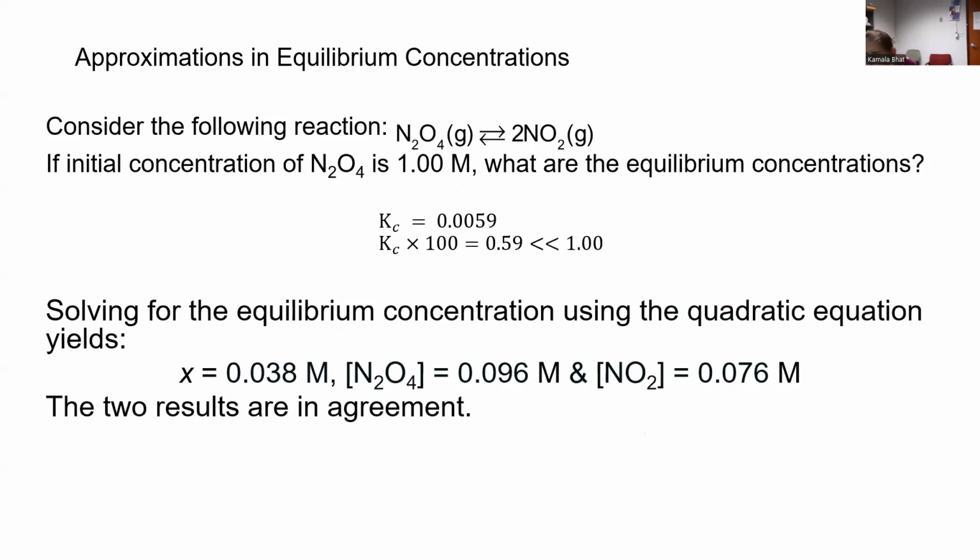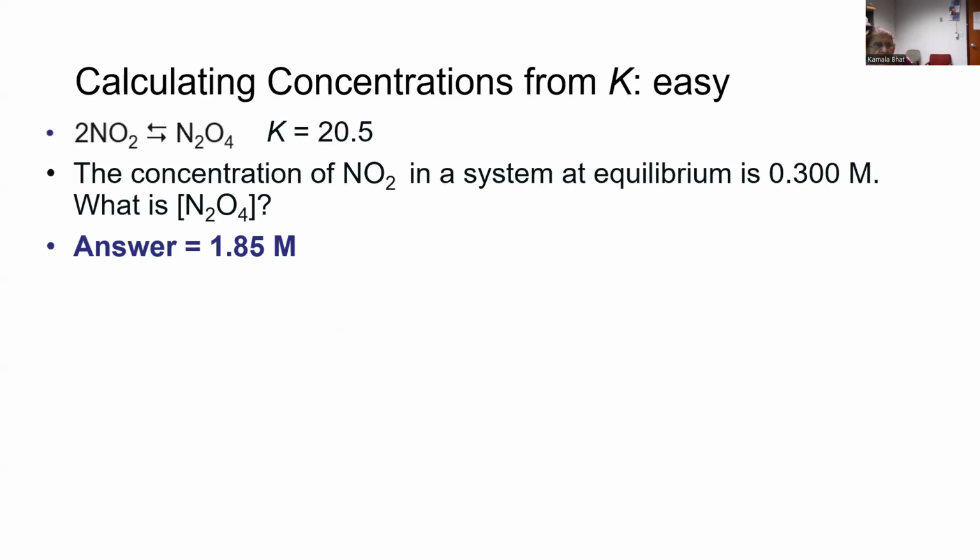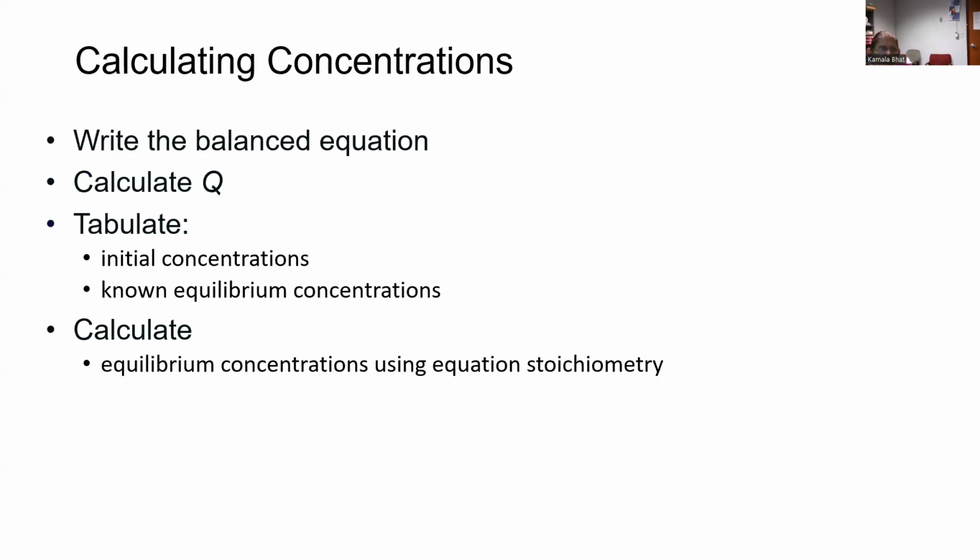It's the same equation. And again, this is to make it easy. If you're calculating concentrations from K, then it becomes very easy. You know that you have the product and the reactant. And if the system is in equilibrium, then knowing the concentration, you can find out the answer, because the NO2 concentration is given, K is given, and so you can calculate it from there.